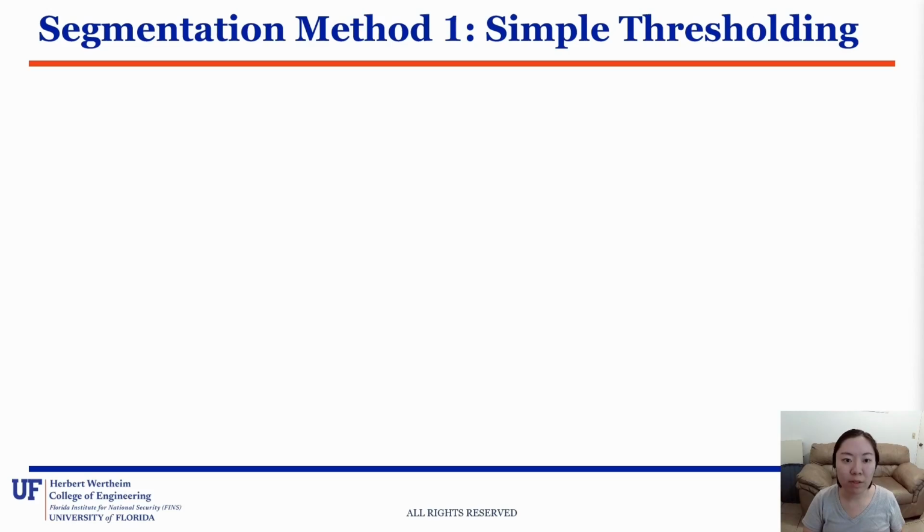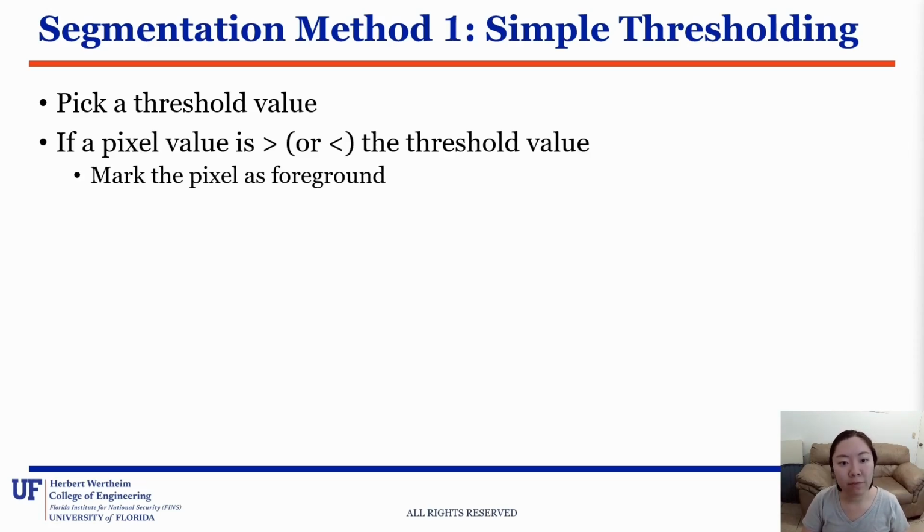One of the most naive approaches to segmenting an image is simple thresholding. The algorithm is as follows. Pick a threshold value, or in this case, a number between 0 and 255 because that's the range of the original image. Then, for all pixels in the original image, if the pixel value is greater than or less than the threshold value, mark it as foreground. Otherwise, mark it as background. Here, the regions of interest, or the foreground, are generally brighter than the background, so we're going to use greater than.